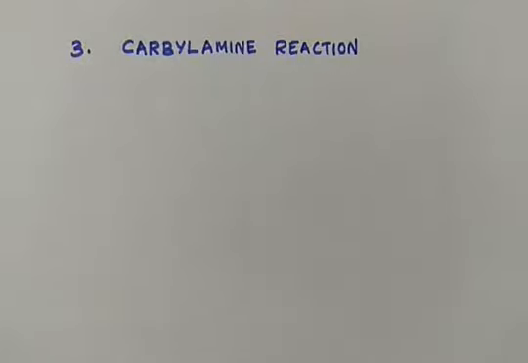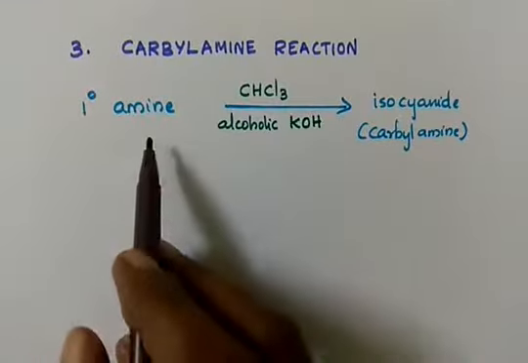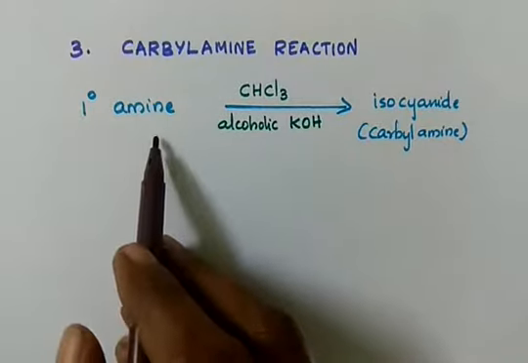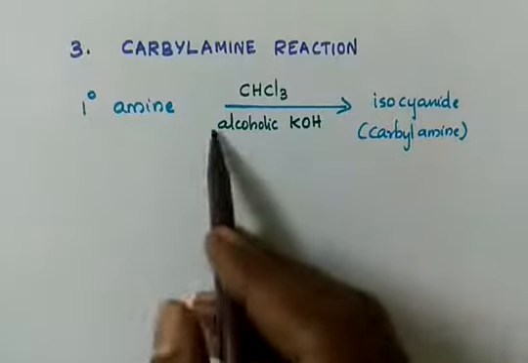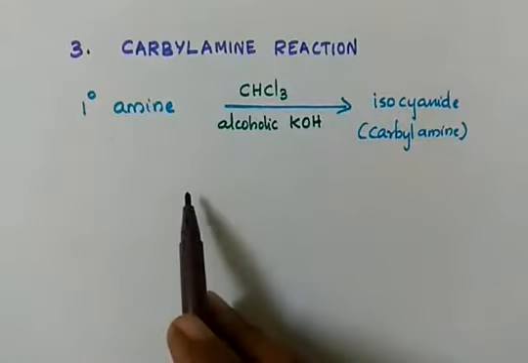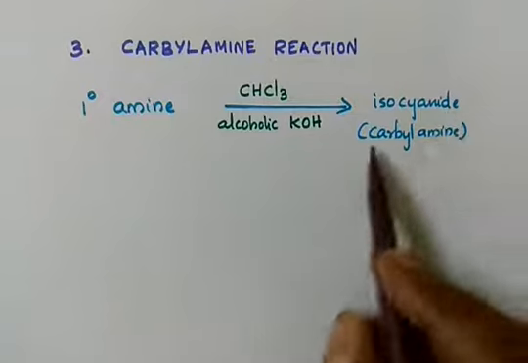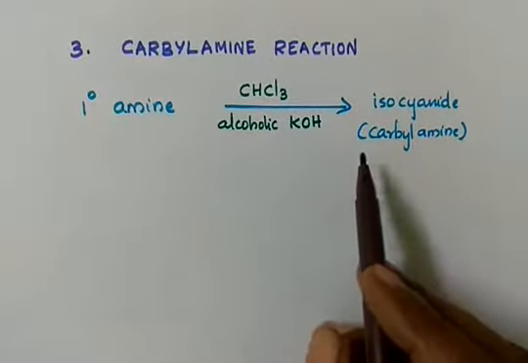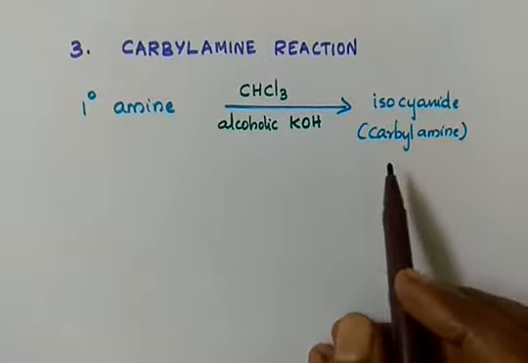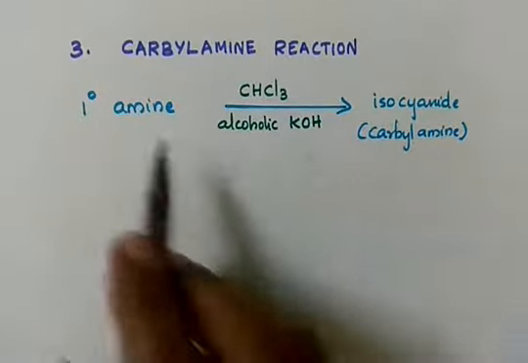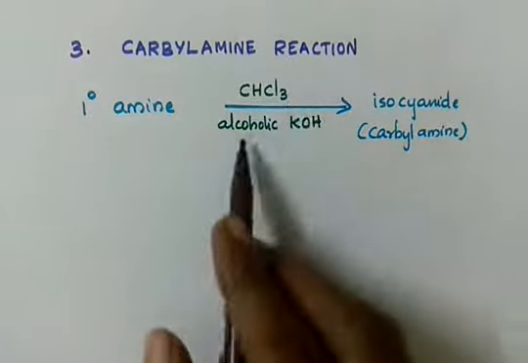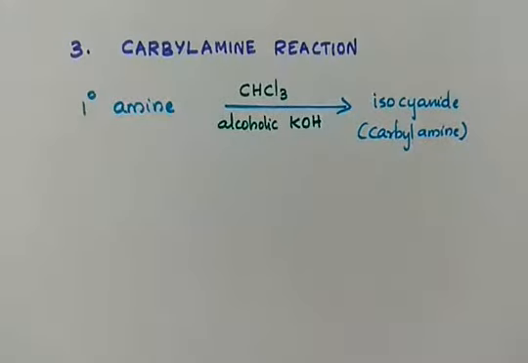in the presence of chloroform and alcoholic potassium hydroxide. A primary amine, aromatic or aliphatic, on heating with chloroform in the presence of alcoholic potassium hydroxide, gives an isocyanide, that is the carbylamine, having an offensive smell. Okay, carbylamine having an offensive smell. It is formed when a primary amine is heated with chloroform and alcoholic potassium hydroxide.